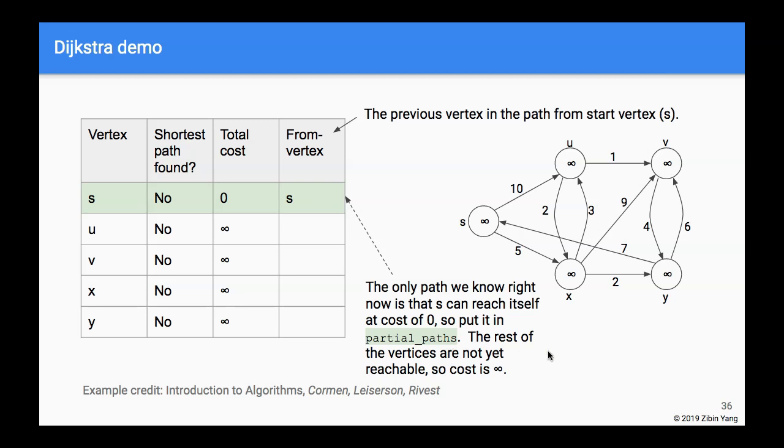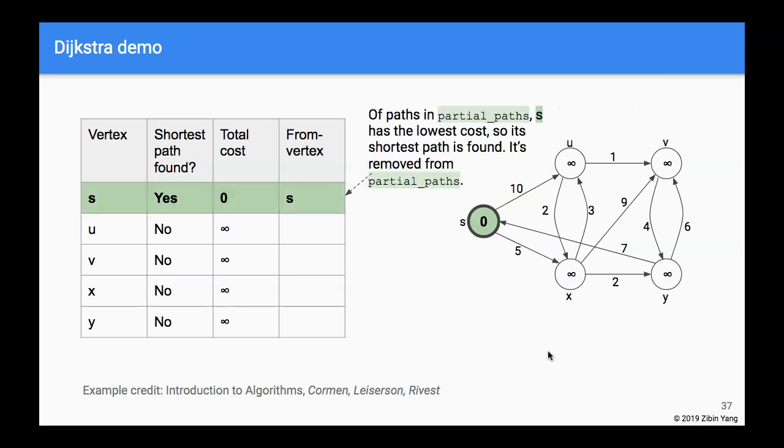So with that, we can loop through Dijkstra's algorithm, and it goes like that. The first thing is we look at all the paths in partial paths, and there is only one. We find the one path with the lowest cost, and again, there's only one, so that's this. And we know then that the shortest path for this vertex has been found, which should be obvious because the shortest path to S is through S itself with the 0 cost. So we remove this vertex from the partial paths.